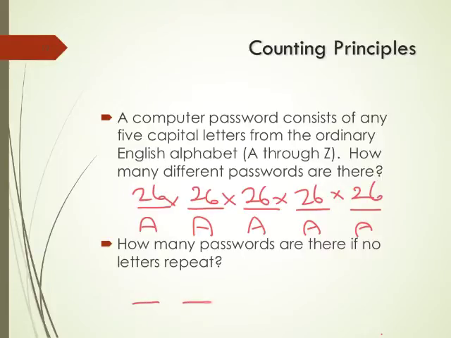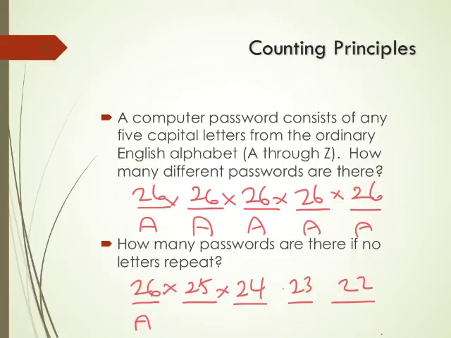Let's take a look at the one below. Again, we have 5 buckets. The question is, how many passwords are there if we can't repeat? Which means once you've picked A for the first one, A is no longer available. So we've got 26 times 25, 24, 23, 22. If you multiply these out, then you'll get the number of possible passwords if there are no repeating letters.